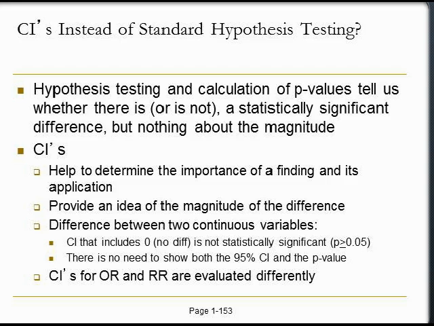There's no need to show both the 95% confidence interval and the p-value. It's redundant. But many authors do, in baseline characteristics tables or in the literature. We'll talk about confidence intervals for odds ratios and relative risks in the second presentation, and talk about how the interpretation of whether or not something is statistically significant is a little bit different in that situation.